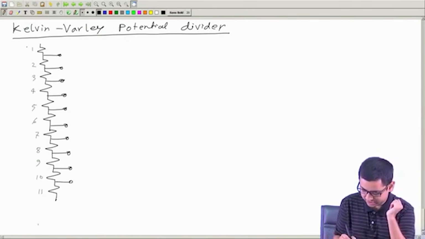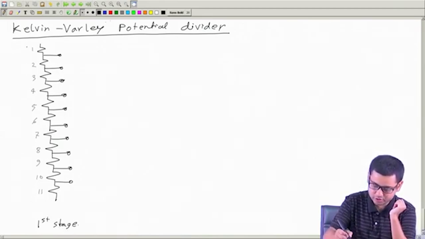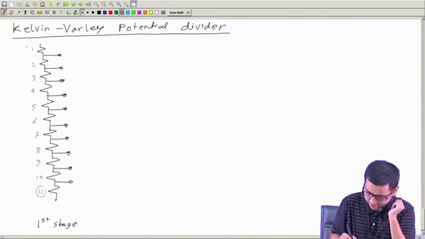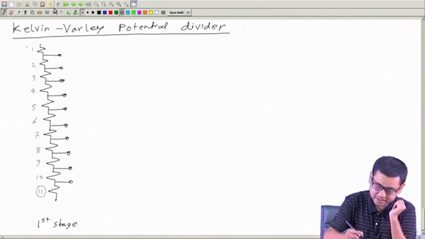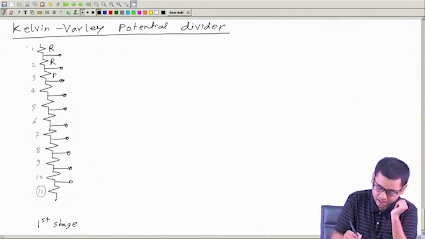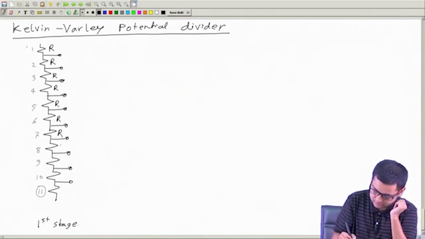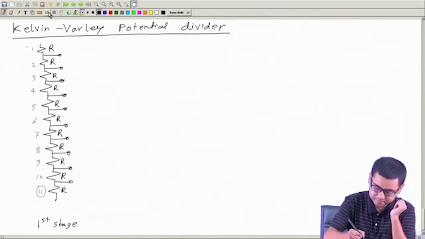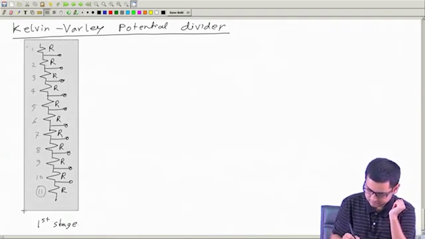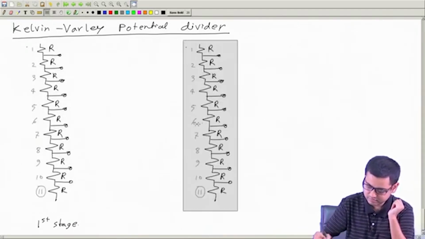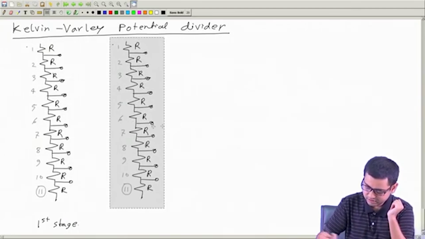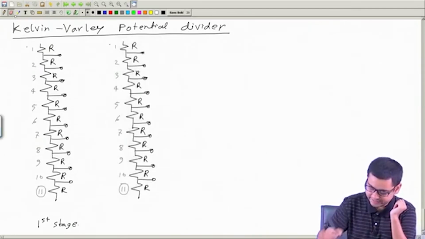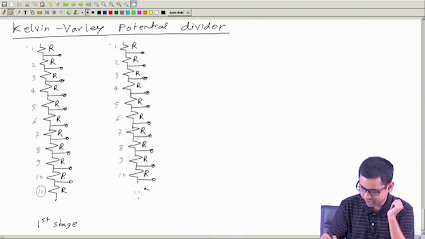In the first stage, so this is first stage, there is an extra one. So, note this extra resistance, and all these resistances are equal, of course. So, their value you can take as R, R, R, R, R and R all equal. Now, in the second stage, I will take only 10 resistances. This extra one is not required.